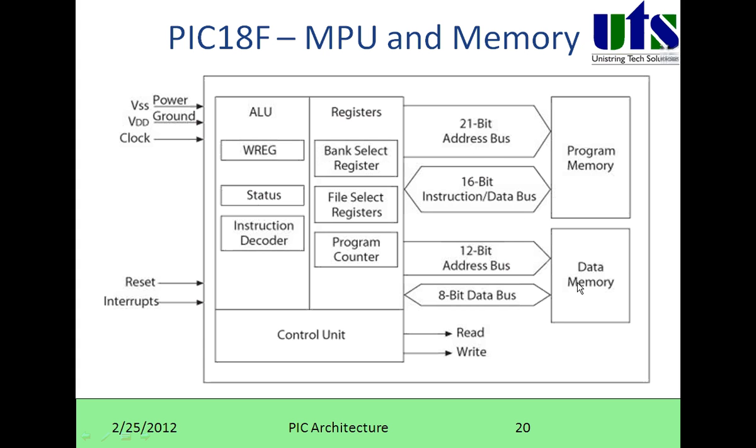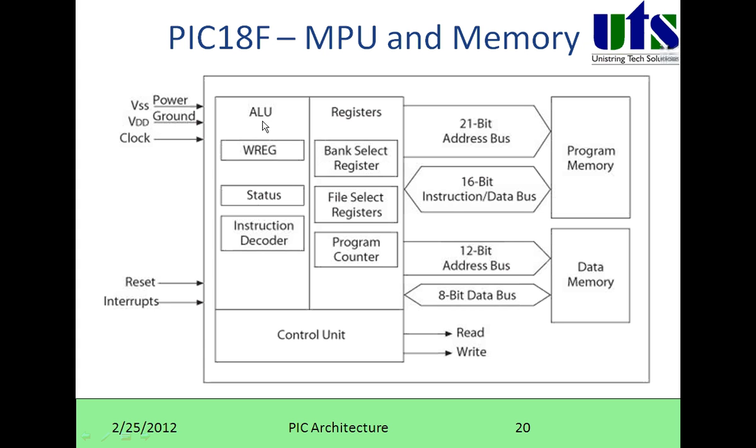Okay, in the data memory, the data will be fetched from a 12-bit address bus and 8-bit data bus. Okay, the data will be fetched from the 8-bit data bus, where the data is actually present, and that will be located by the 12-bit address bus. Okay, and it has VSS, ground, external clock, and reset, interrupts, all these things.